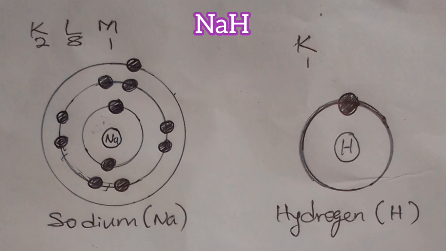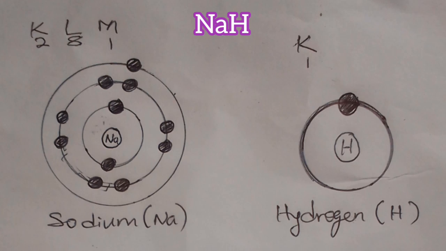Now in sodium hydride, NaH is a combination between sodium and hydrogen. Sodium has 1 electron in its outermost shell and hydrogen has 1 electron in its shell too. Hydrogen is still in that first shell, so what it needs is not a stable octet, it is a stable duplet.